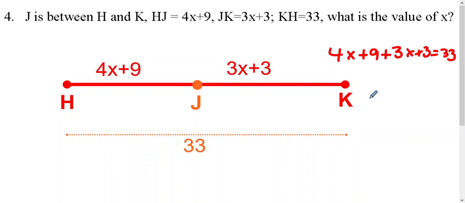You would want to go through solving all of that. You'd end up with 7x is 21, and when you divide by 7, you get x is 3. That is our question. What's the value of x? So our answer is x is 3.